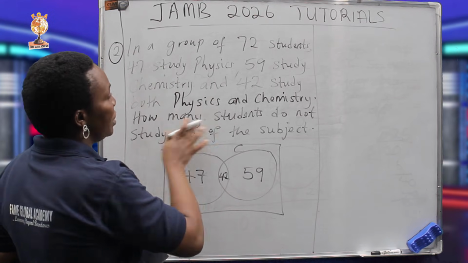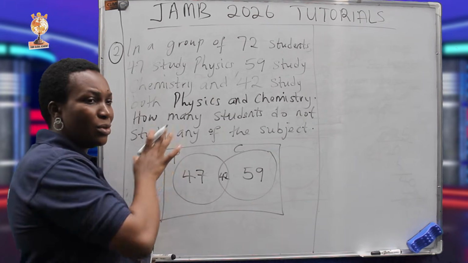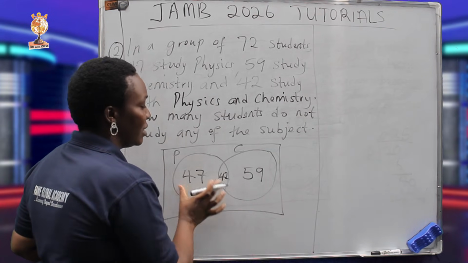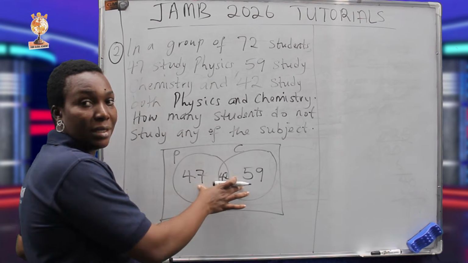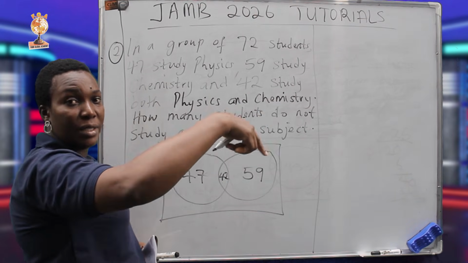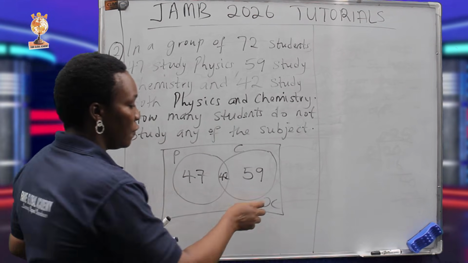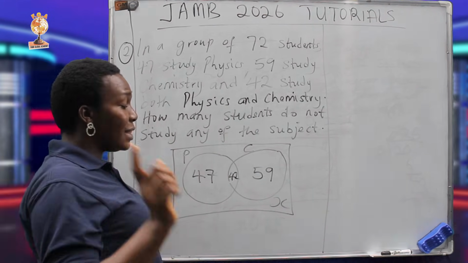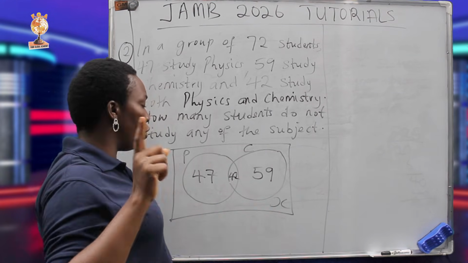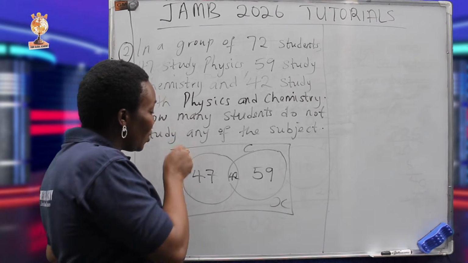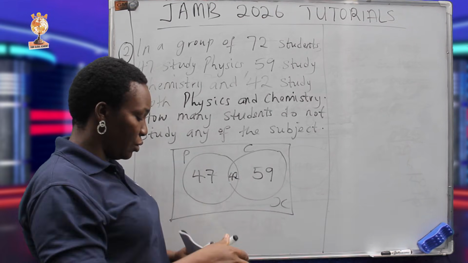Okay. Now the question is, how many students do not study any of the subjects? The ones that did not study any of the subjects are supposed to be outside these two circles. You can write it anywhere inside the Venn diagram, but it must not be inside the two circles, just like the way we had 20 in the first question. So we will have that letter as S, and we are going to look for X. Before you know how many students do not study any of them, you first of all need to know the number of students that study only physics and only chemistry. And how do you know that?